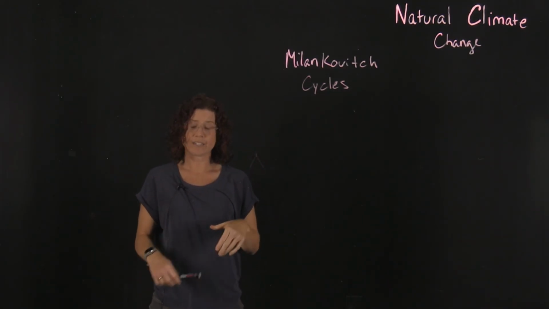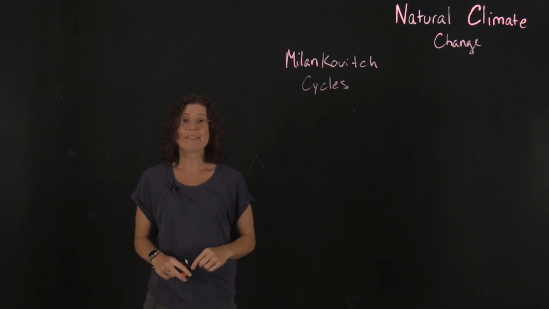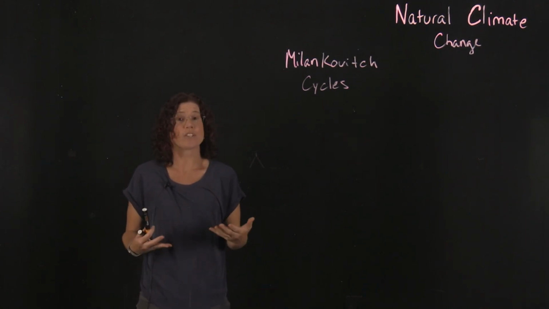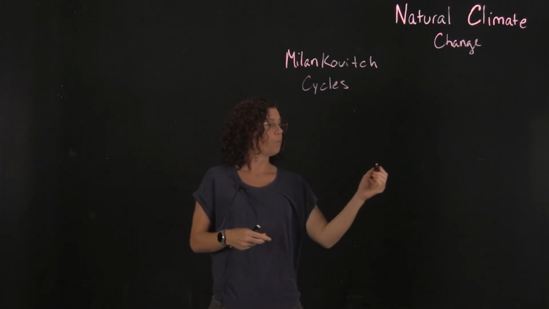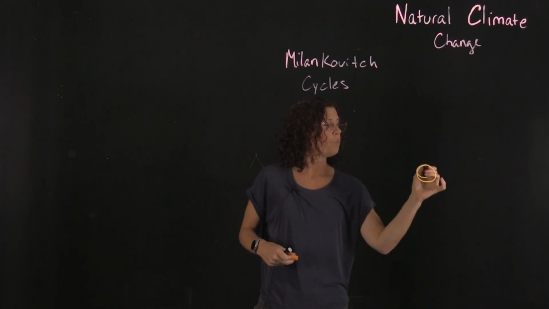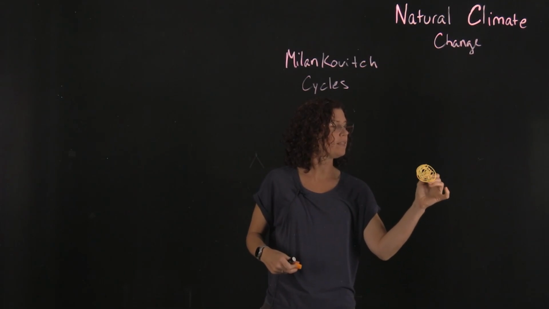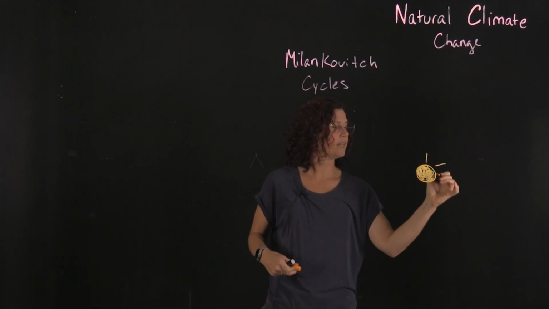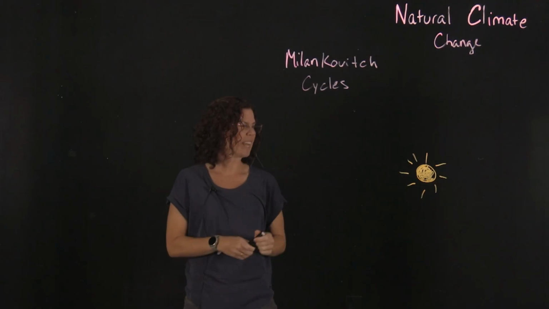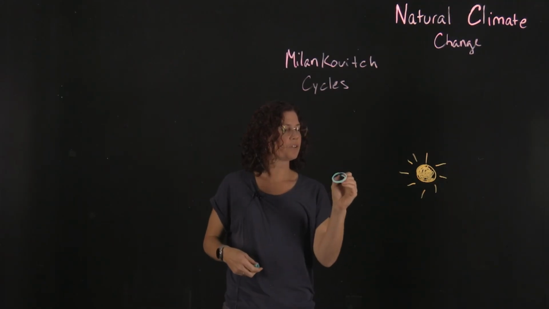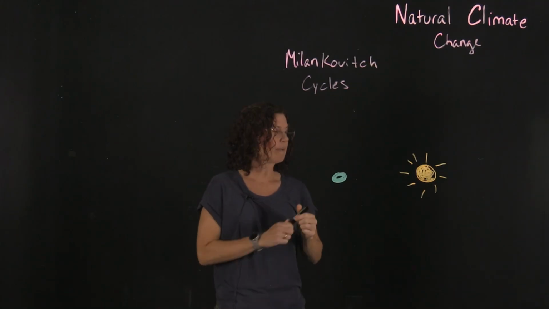And what they are is variations in the pathway of the Earth around the Sun that change over time in just a natural pattern. And it's a predictable pattern. So how does this work? We begin with the Sun, which hopefully we know that the Earth rotates around the Sun. Okay, so we have the Sun and we have the Earth. And this Earth is going to be rotating around the Sun in a pattern.